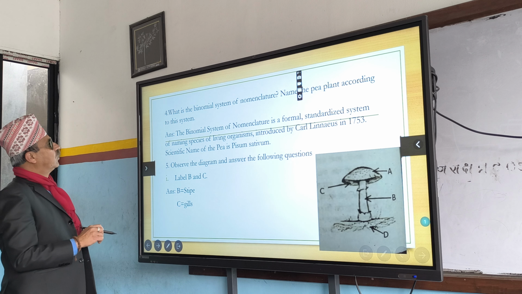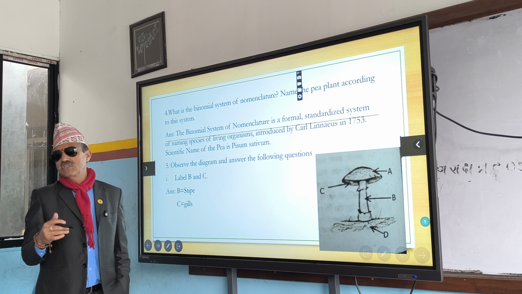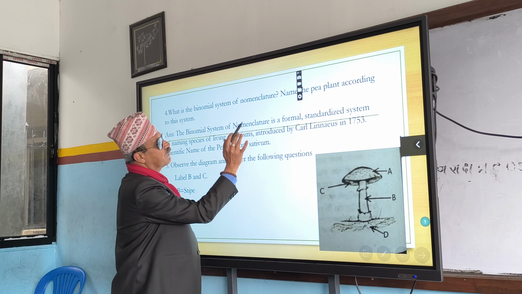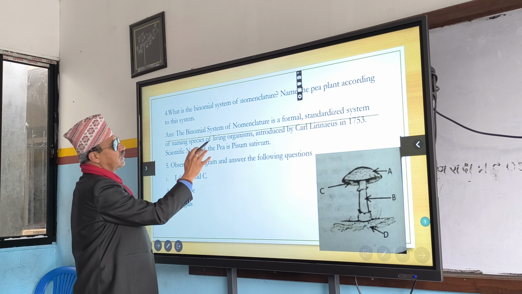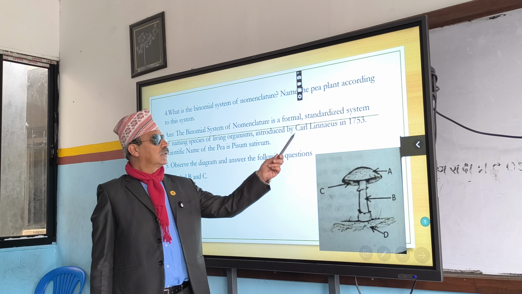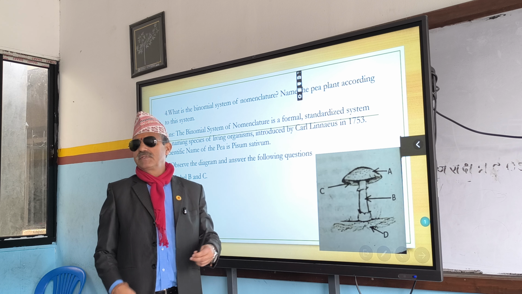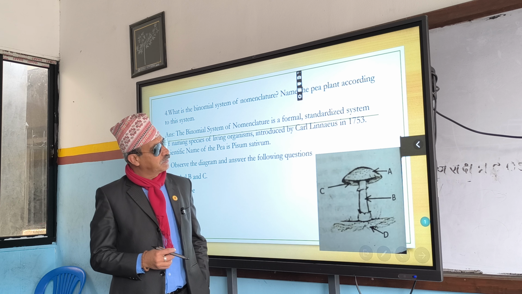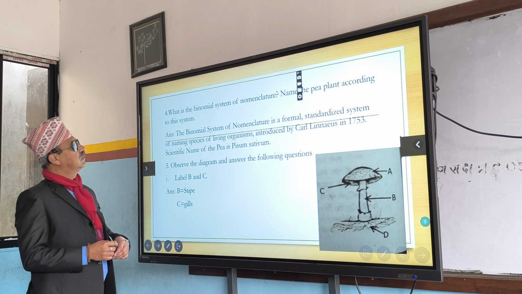Question number 4. What is the binomial system of nomenclature? Binomial means naming the organism using two names. Binomial system of nomenclature is a formal, standardized system of naming species of living organisms. And who introduced this? Carolus Linnaeus, in 1758 AD. Check it, right? And what is the scientific name of P?